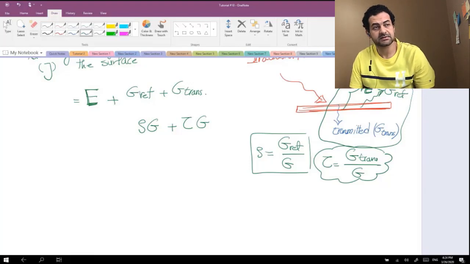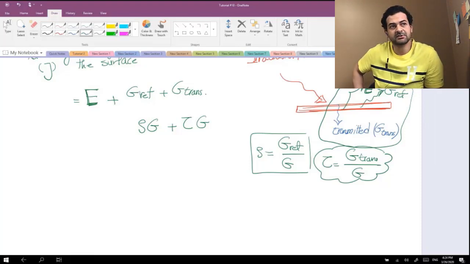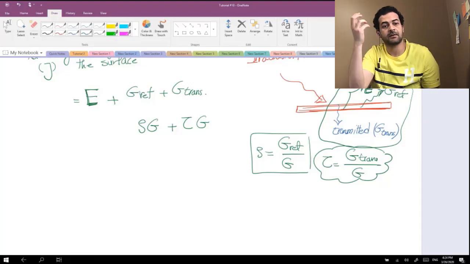Emittance, I'm going to come to it later, but emittance is the amount of energy that the surface emits as compared to a black body. So it's a ratio between how the surface is going to emit some amount of energy as compared to the black body, which is the perfect emitter. Okay, so thank you.